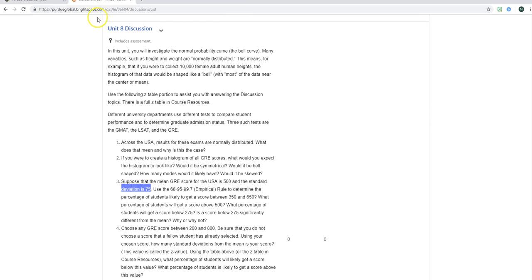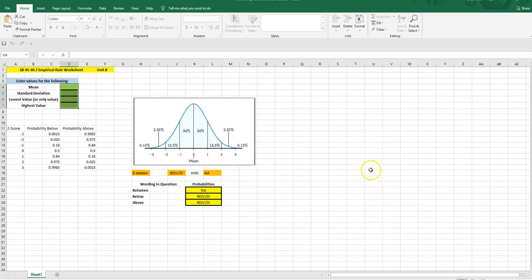So to do the empirical rule, I'm going to bring up the worksheet. And the worksheet also has a graph on it. So here's what the worksheet looks like, and you'll notice the graph. And when you use the empirical rule, it is always split up into numbers that have 0 in the middle, which is where the mean goes, and then numbers 1, 2, and 3 to the right, positive, and -1, -2, -3 to the left that are negative.